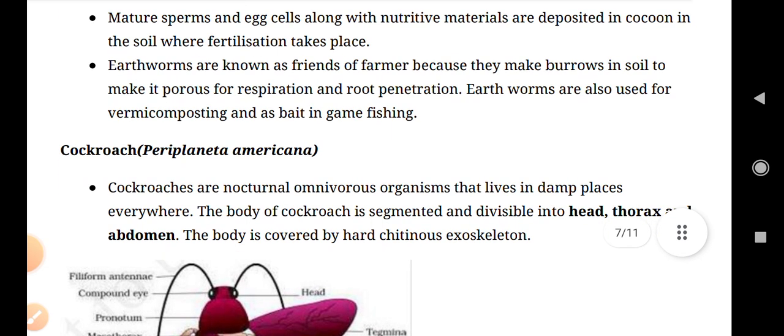Mature sperms and egg cells along with nutritive materials are deposited in a cocoon in the soil where fertilization takes place. Earthworms are known as friends of farmers because they make burrows in soil to make it porous for respiration and root penetration. These are also used for vermicomposting and as bait in game fishing.